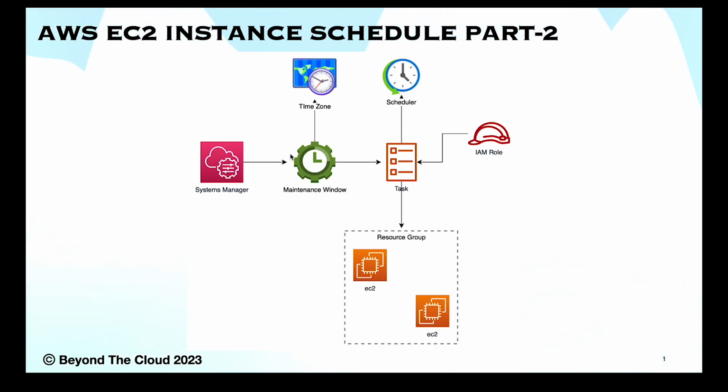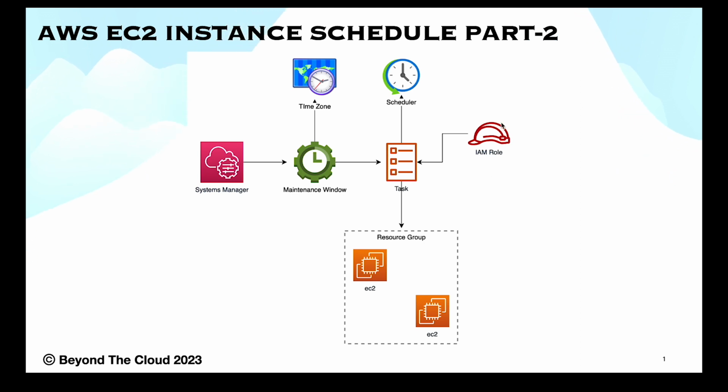Whenever the time zone comes and the schedule time comes, the maintenance window will trigger the task. That task will hold the definition of what it will do. The task will refer to some predefined template and to the resource group. We have to create one resource group of our EC2 instances. Then the task will refer to the resource group and run the scripts on all the EC2 instances.